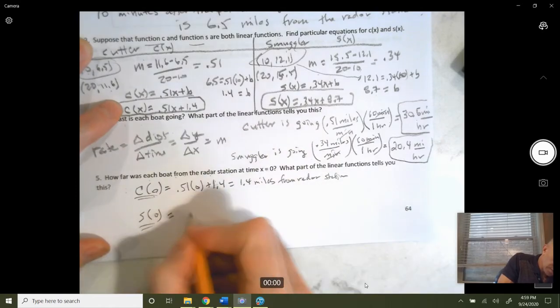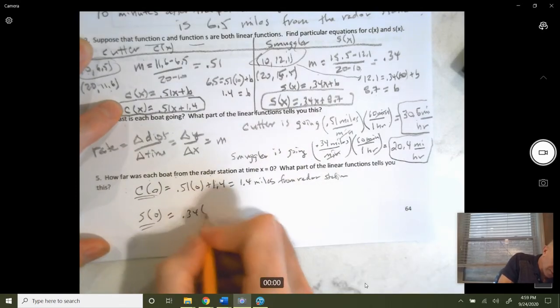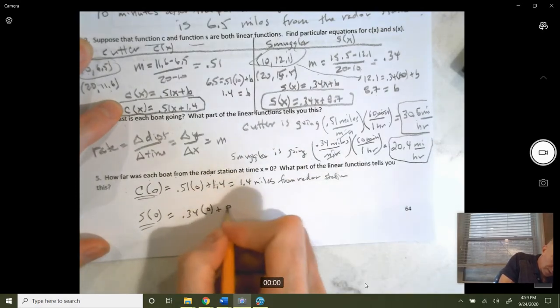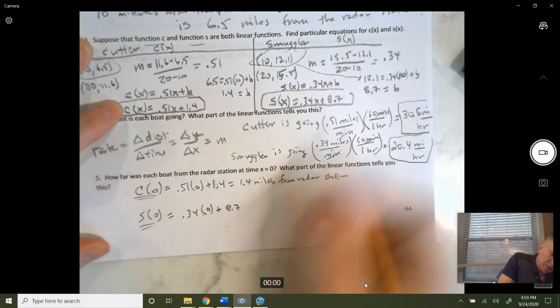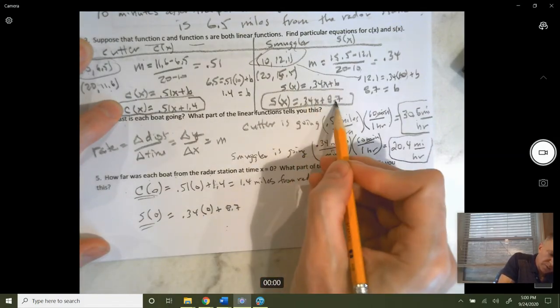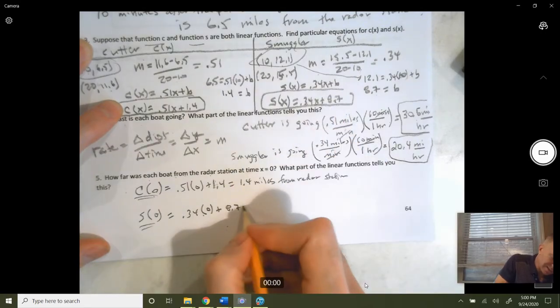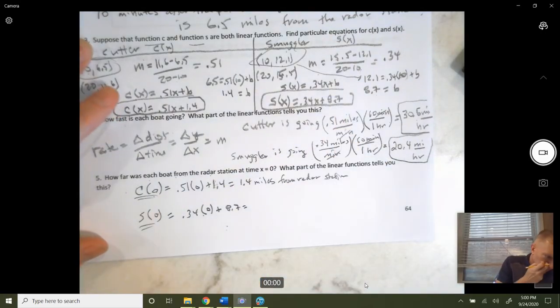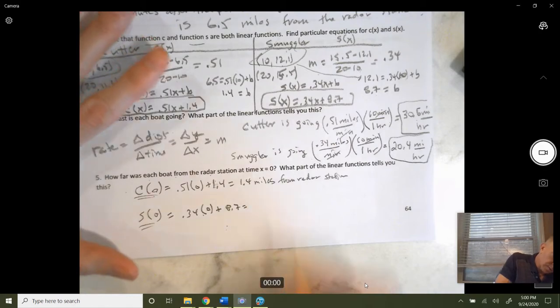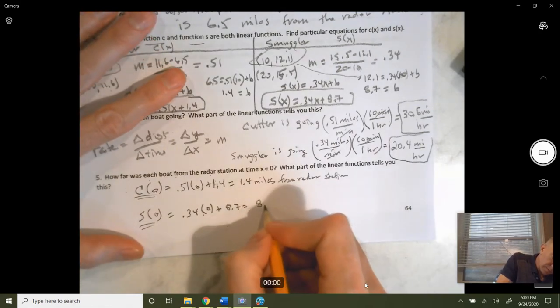And s of 0 is 0.34 times 0 plus 8.7. I'm just plugging in 0 into our equation up here for the smuggler's position or the smuggler's distance from the radar station. And we get 8.7.